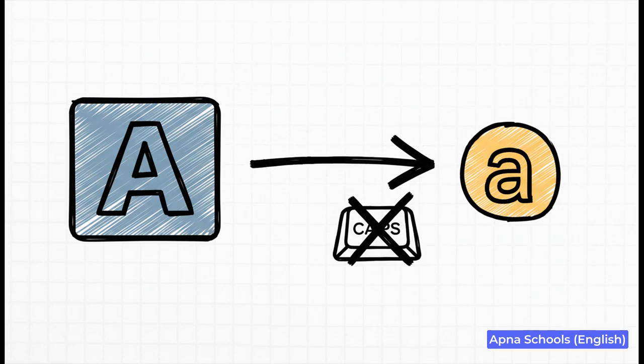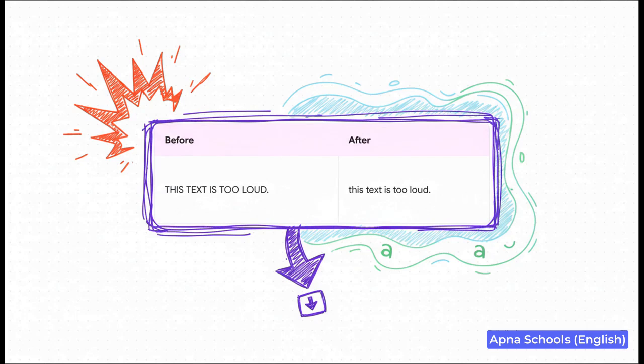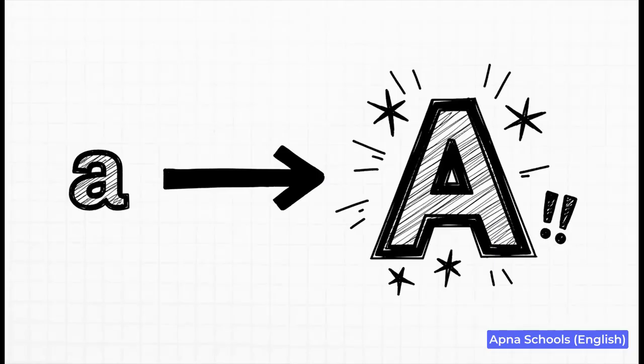Okay, next we have Lowercase. This one does exactly what you think it does, and it's the perfect solution to that all caps disaster we were just talking about. And just like that, the shouting stops. It takes every single letter in your highlighted text and brings the volume right down. No more looking like you're yelling in your emails. It's an absolute lifesaver.